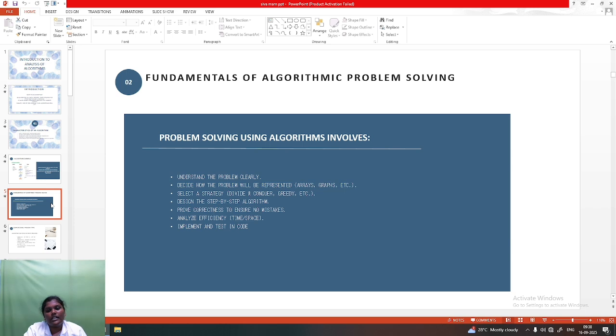Problem solving using algorithms. Understanding the problem clearly. Decide how the problem will be processed, in arrays, graphs, and so on. Select a strategy: greedy, divide and conquer, and so on. Design the step-by-step algorithm. Review it for corrections to ensure there are no mistakes. Analyze efficiency in time and space. Implement and test the code.